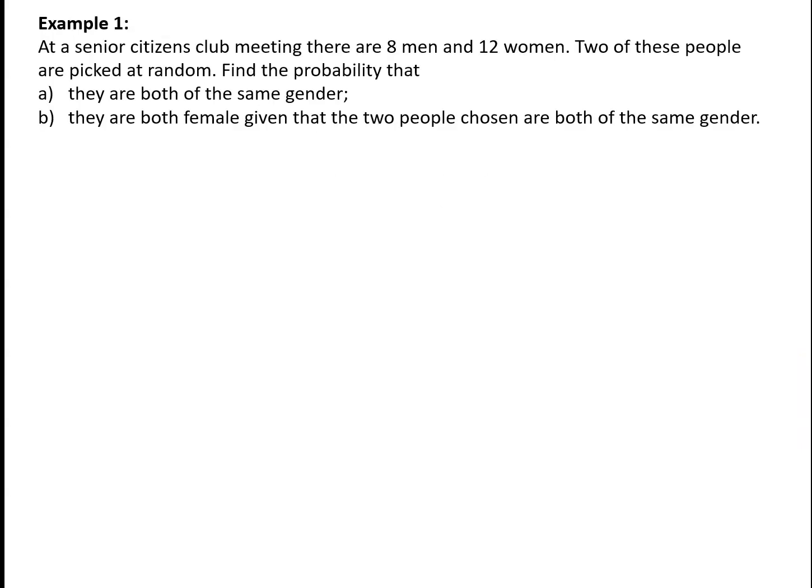At a senior citizens club meeting, there are 8 men and 12 women. 2 of these people are picked at random. Find the probability that they are both of the same gender, and then find the probability they're both female given that the 2 people chosen are both of the same gender. Now part A could be done using a tree diagram. Equally well we can manage without a tree diagram if we're careful.